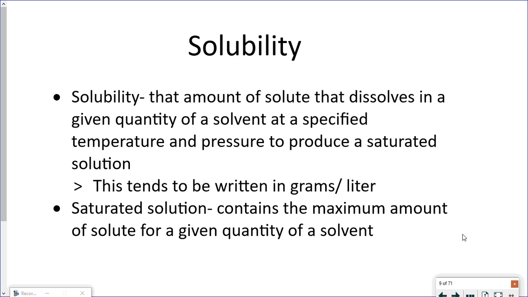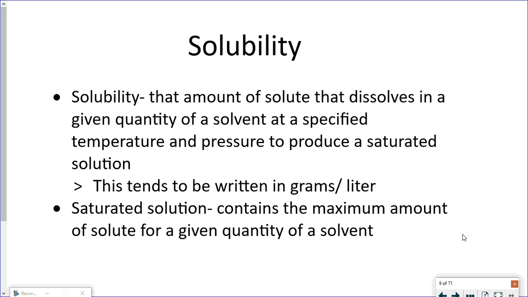In terms of solubility, we're looking at the amount of solute that can be dissolved in a given quantity of a solvent at a specific temperature and pressure to make a saturated solution. A lot of times we look at this in grams per liter or grams per 100 milliliters, something like that. And what we mean by a saturated solution, this means it contains the maximum amount of solute that can be dissolved with that quantity of solvent. So it cannot really dissolve any more than this.